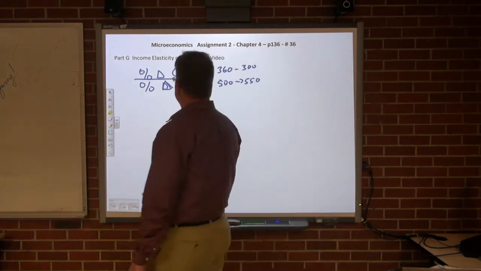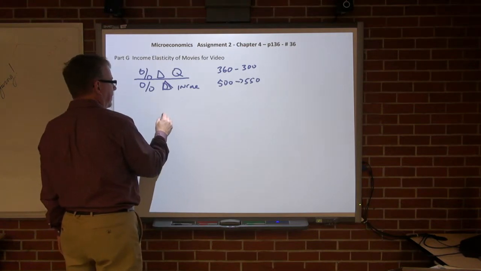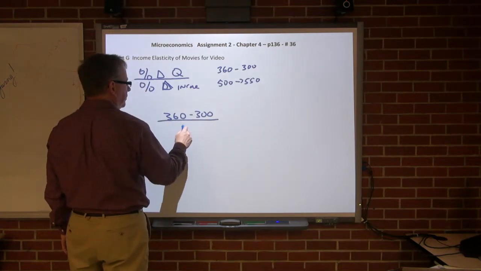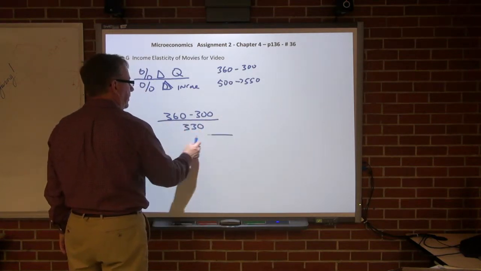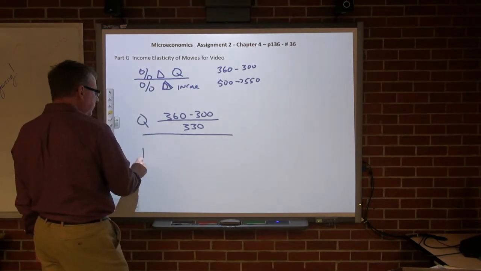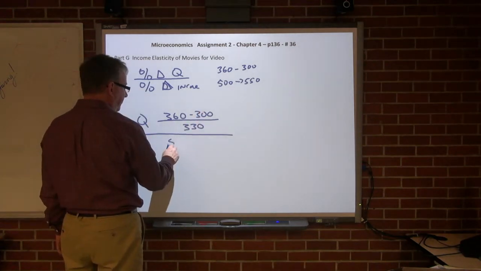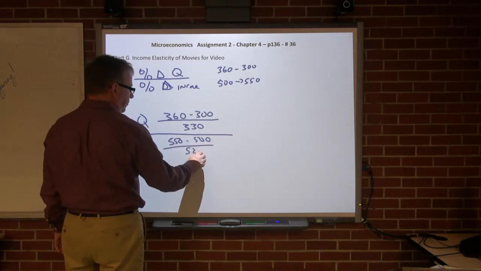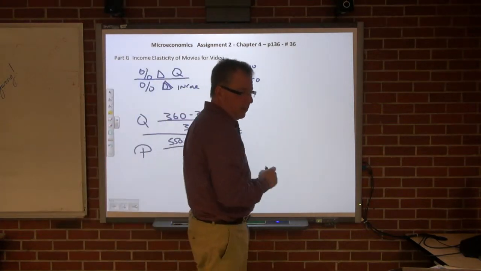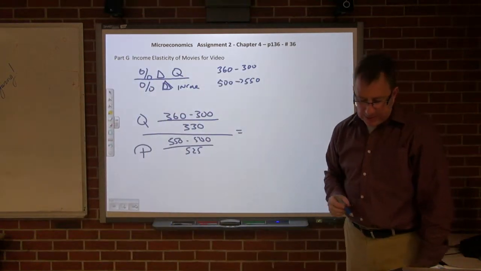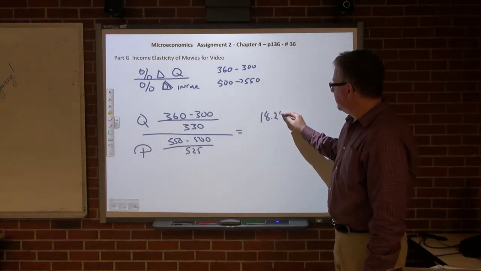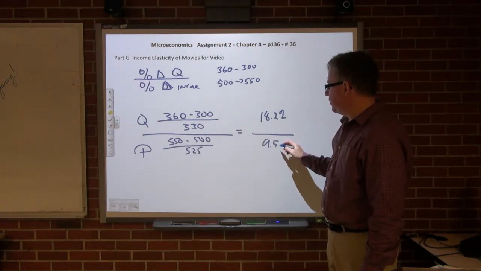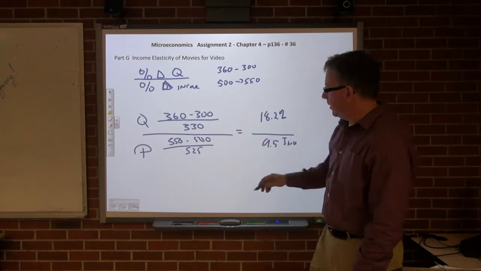So what we need to do here is take the percentage change in quantity and calculate that. So 360 minus 300 over the average, which in this case is 330. That's our quantity figure. Our price figure, we went from 550 to 500. We just put the bigger one first for purposes of the math. And 525 is the average. We do the calculation on that, and that's an 18.2% change in the quantity over a 9.5% change in income. Sorry, I should put income here.